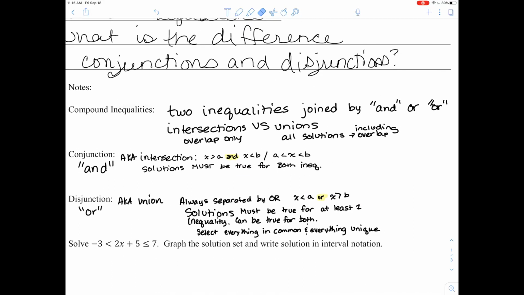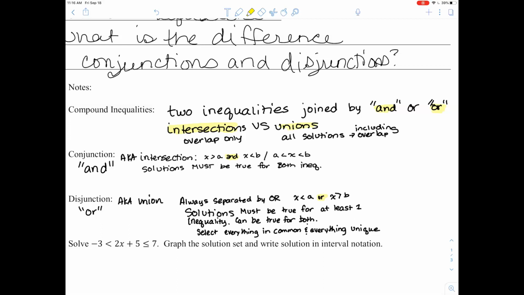So what is a compound inequality? Compound inequalities are two inequalities joined by and, or. Those are little tiny words, but they have a lot of meaning. And is an intersection. It has to be true for the first inequality and the second inequality. So when we graph their solutions, we're going to pick the solutions where the two solution sets overlap, intersecting only, versus the solutions can be true for the first inequality or the second inequality. And that's what we call a union.